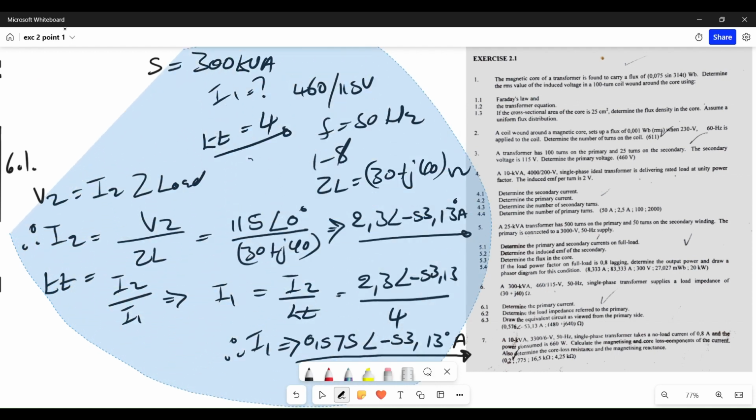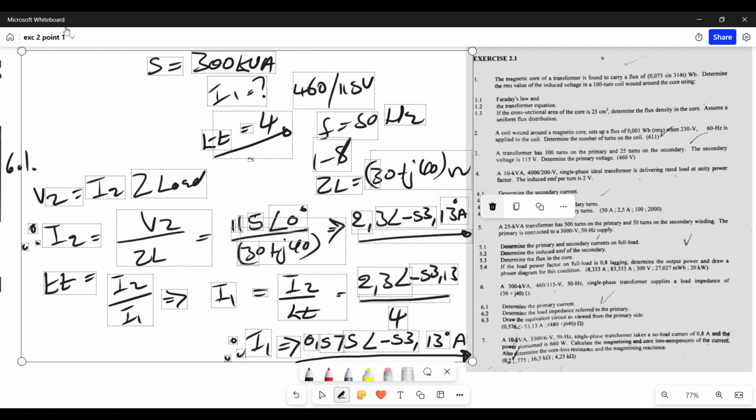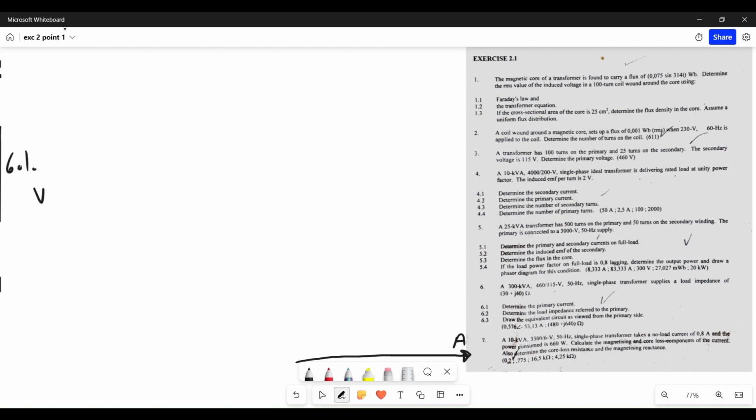Okay, so we can answer the second question. 6.2. Determine the load impedance referred to the primary.